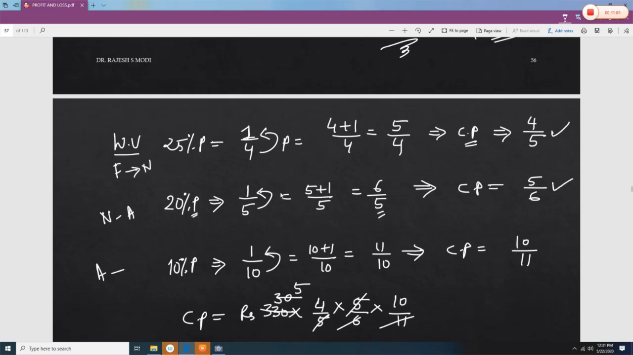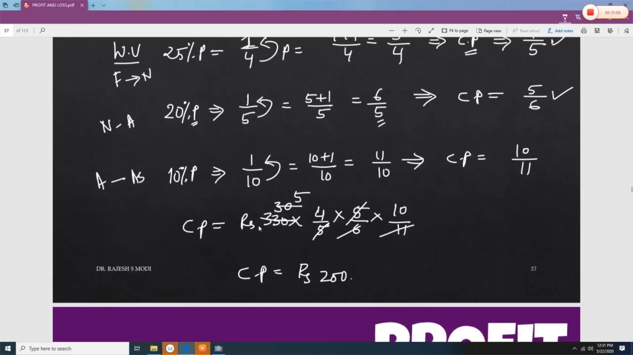Then Asar sold it to Asfaq at 10% profit. So it is 1 over 10, so 10 plus 1, so 11 over 10, and then you have to find out the CP, so you flip this value, that is 10 over 11. Now 330 is the price of Asfaq, and from that you have to find out the CP of Farooq. So 330 into 4 by 5 into 5 by 6 into 10 by 11. So the CP of Farooq is rupees 200.